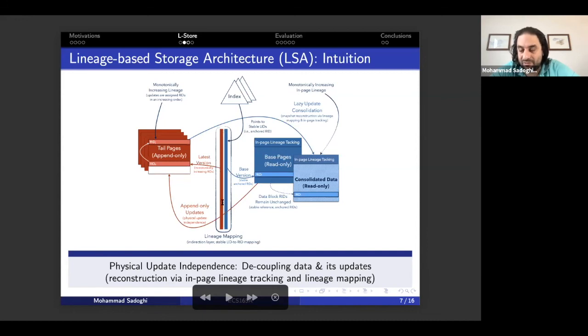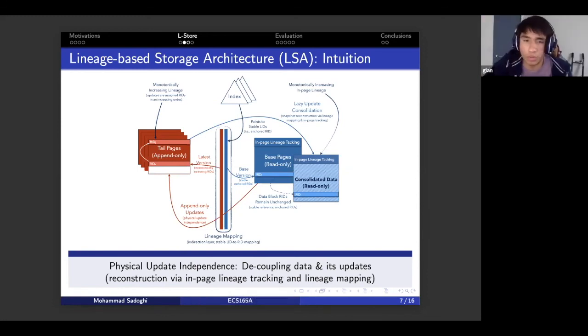The indirection is something you can think of as a simple hash table. I give you a LID, or an anchored RID, and then you give me the latest tail page or tail RID for that record. Just a simple hash table. I give you a stable LID, and you give me a RID.